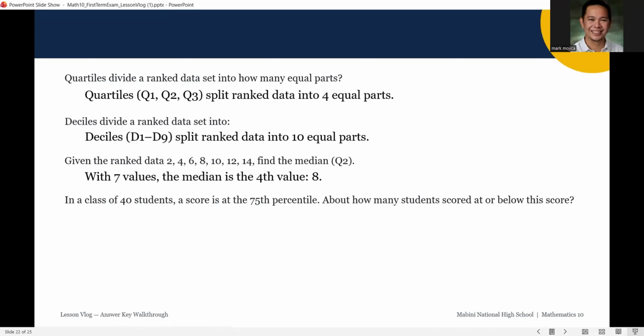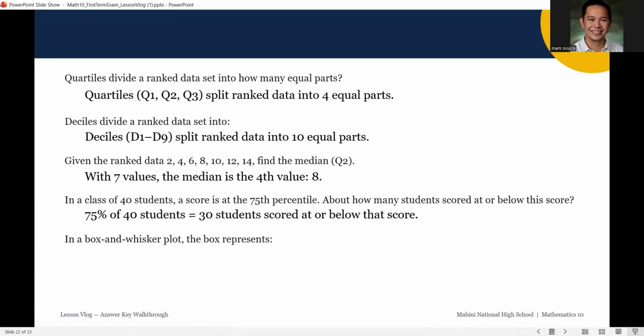In a class of 40 students, a score is at 75th percentile. About how many students scored at or below this score? So, ano ibig sabihin ng 75th percentile? 75th percentage of 40 students equals 30 students score at or below that score. Ibig sabihin, from 0 papunta doon sa 75%, that is 30 students, yun yung rate ng mga estudyante na nakakuha ng ganong klaseng score. Okay? The 30 students scored at or below that score.